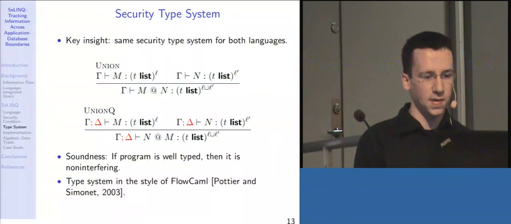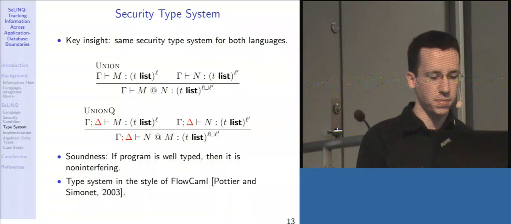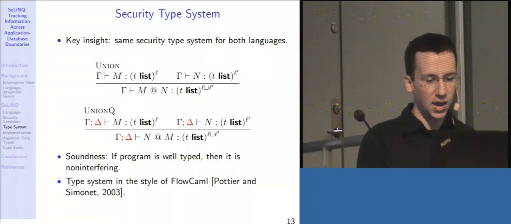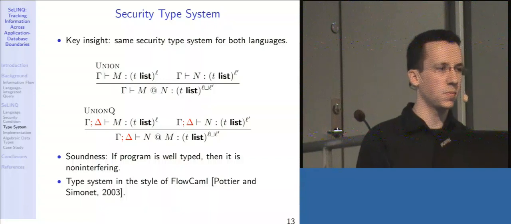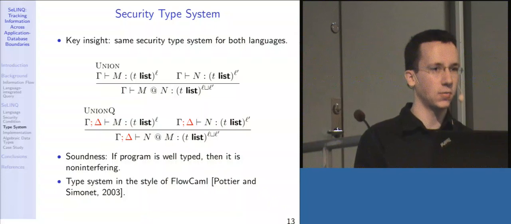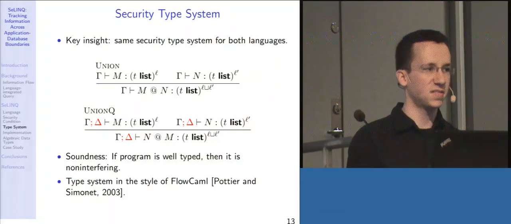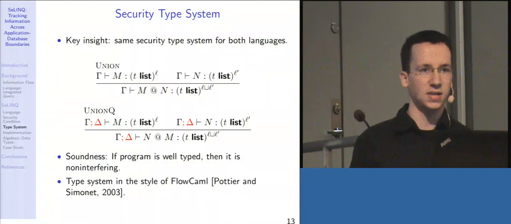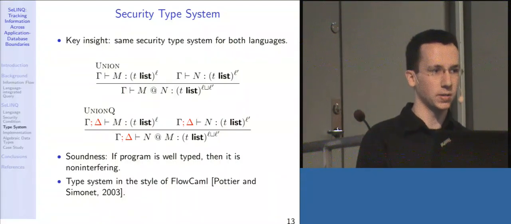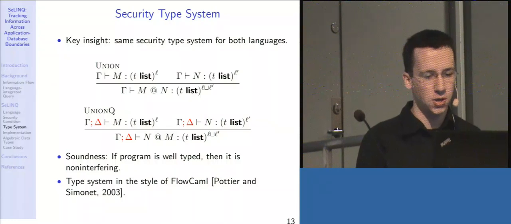For that, we are using a fairly standard security type system based on FlowCaml, which does information flow control for OCaml. And so the basic insight that we had is that if the language that we're using to generate the queries is just a subset of the host language, then maybe you just need one security type system to handle all that. We have the same type system that we apply to the host language and the embedded language. And then we don't have to come up with a new way to securely type SQL to ensure that there's no information leakage.